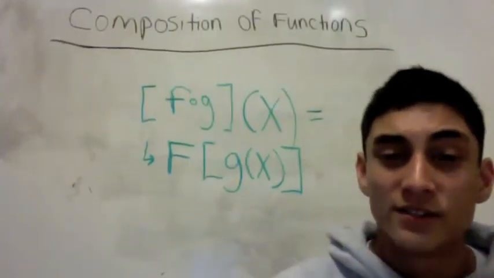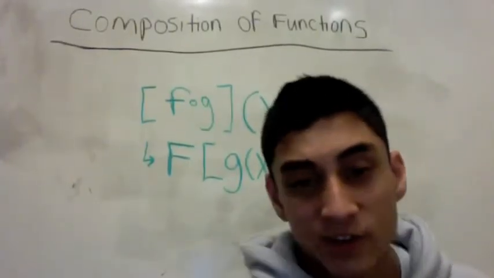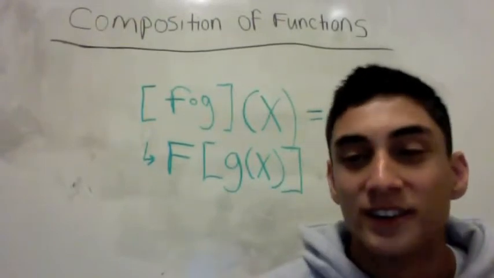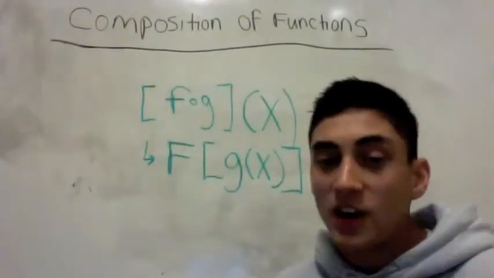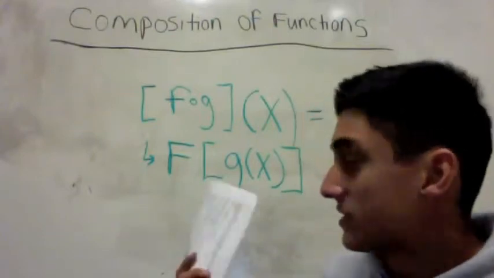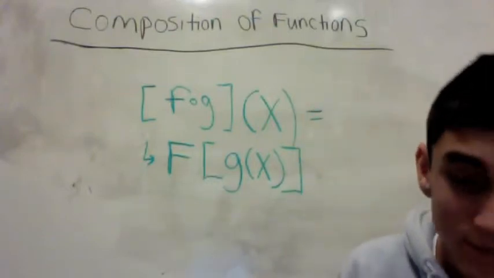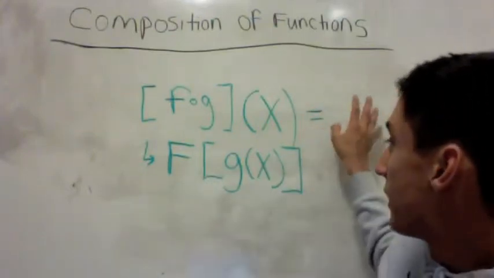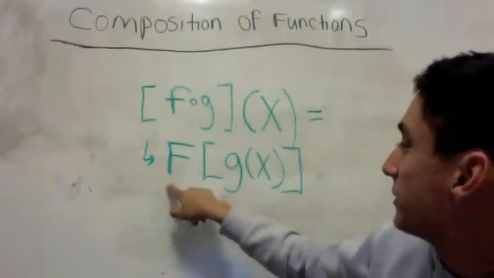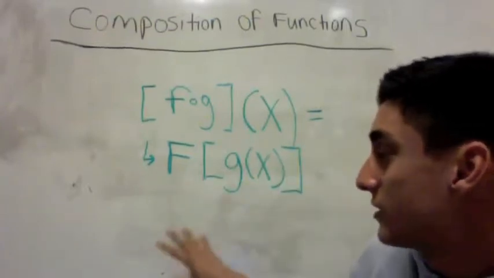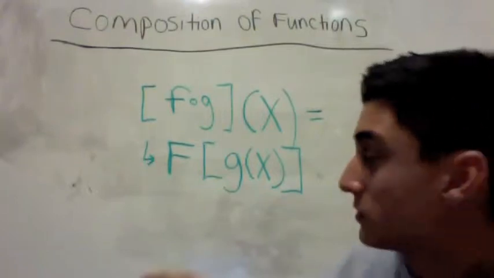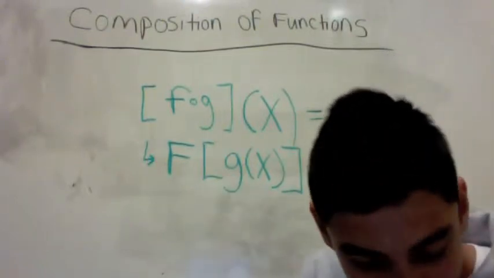The composition of functions, the final thing in Chapter 7, Section 1. In the composition of functions, the notation is as follows. Instead of writing this right over here, I just wrote it underneath to avoid problems with my head being in the way. I'm sorry.